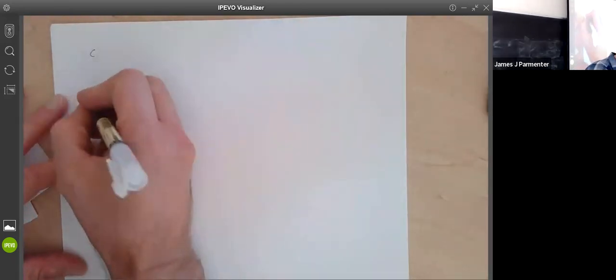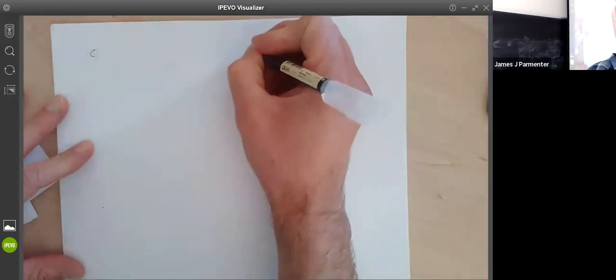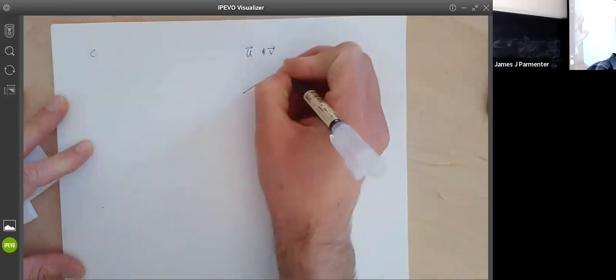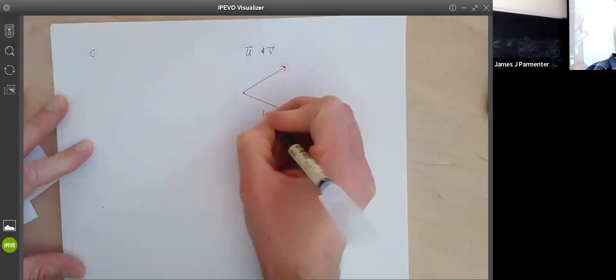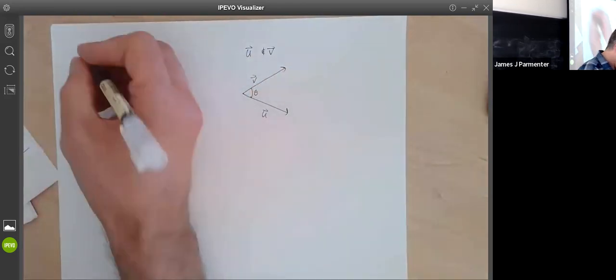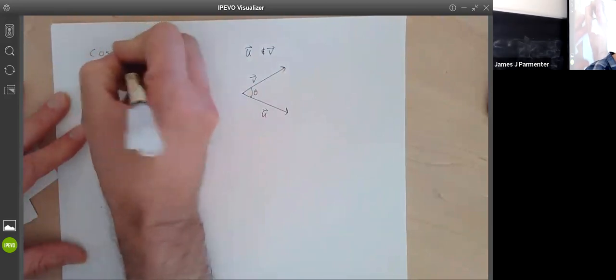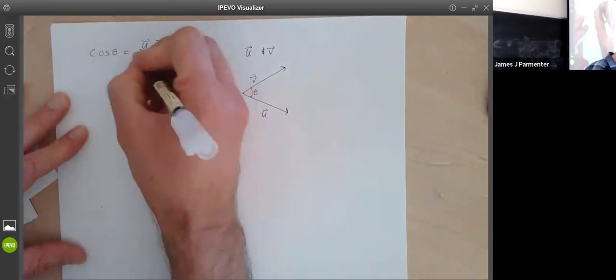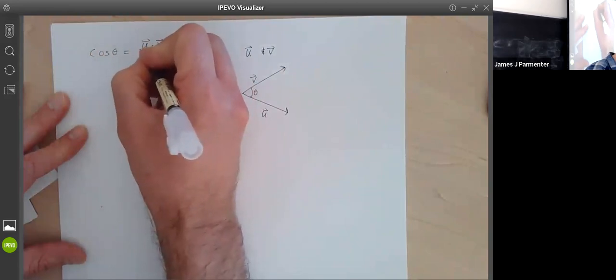If you have two vectors, u and v, that have some sort of orientation like this, and the angle between them, you can find the cosine of the angle between them by finding the dot product divided by the product of the magnitudes.